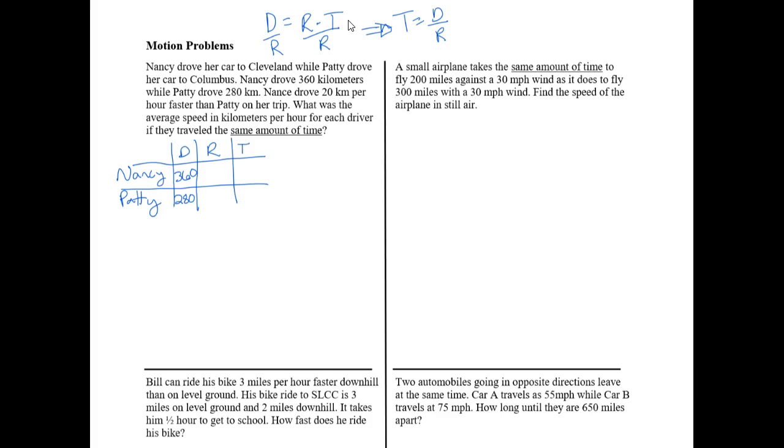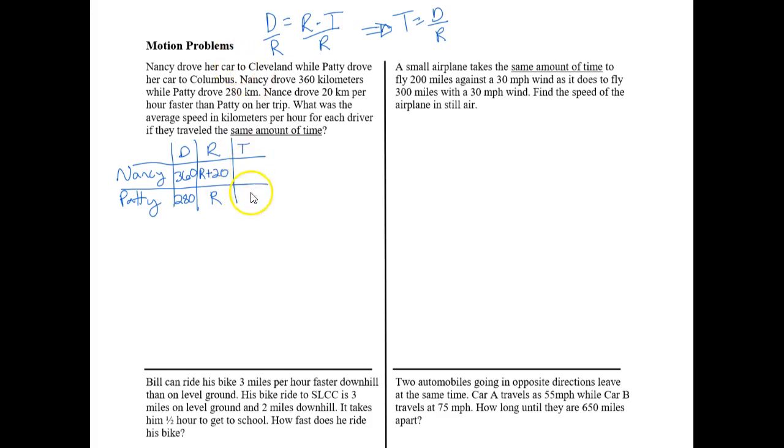But we do know something about the rates. Nancy drove 20 kilometers per hour faster than Patty. So that means that we don't know anything about how fast Patty went, and she's going to be our first variable. We know nothing about her rate. We know Nancy's rate is 20 miles per hour faster. So whatever Patty's rate was, we want 20 miles per hour faster than that.